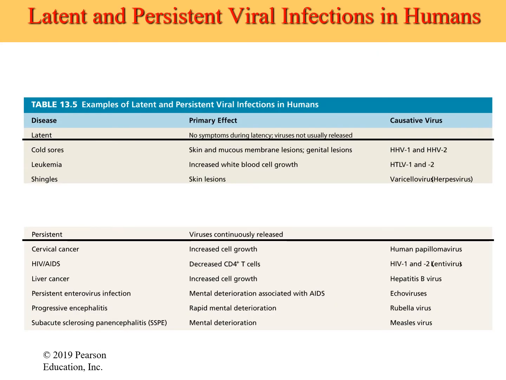Okay, here are some examples of latent and persistent viral infections that you should know about, some of which I mentioned. The disease process of cold sores is caused by human herpes virus 1 and human herpes virus 2, also known as, I'll write this out for you, HSV1. Is it human or herpes simplex virus? I'm sorry, not human: herpes simplex virus 1 and herpes simplex virus 2. The more up-to-date names would be HHV1 and HHV2.